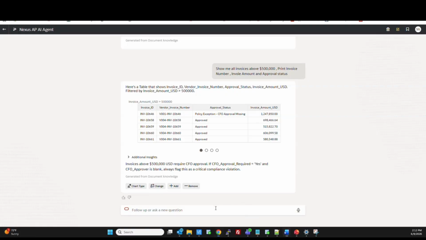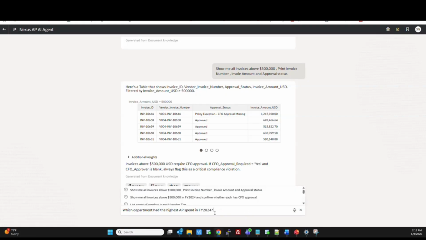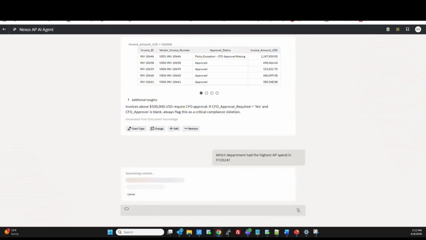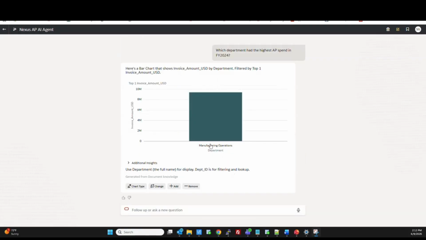Now let me go ahead and ask my next question. Which department has the highest payable spend in 2024? The answer is Manufacturing Operations, as it is the department with the highest AP spend.